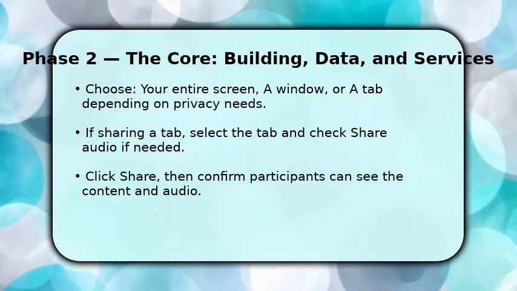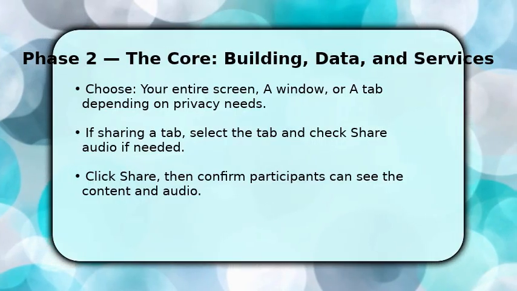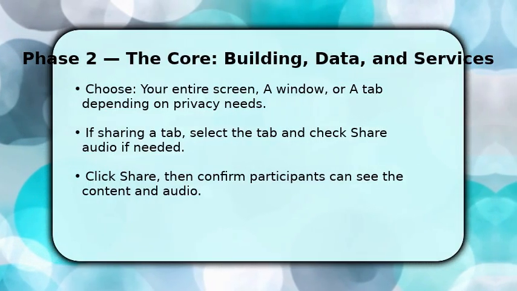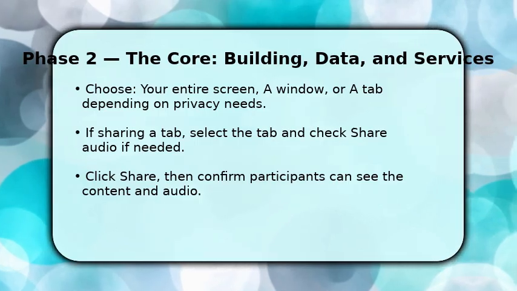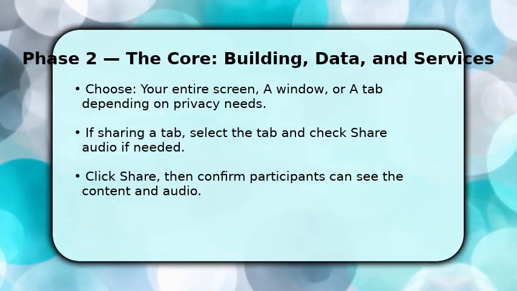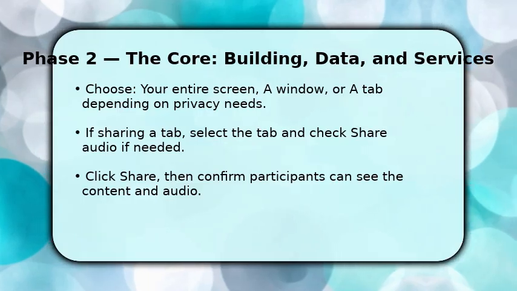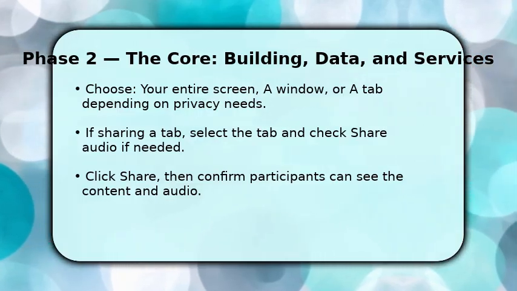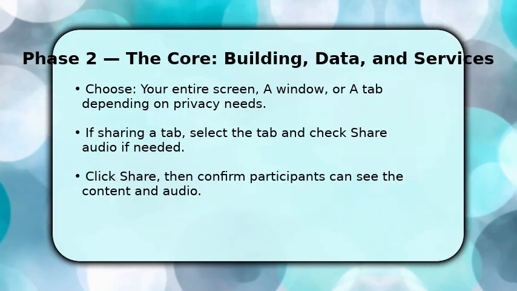If you need to show multiple apps, pick your entire screen. If privacy matters, choose a window. For smooth video, pick a tab and enable Share Audio. Click the specific screen, window, or tab thumbnail so you see a blue highlight. This confirms selection. Then press Share.